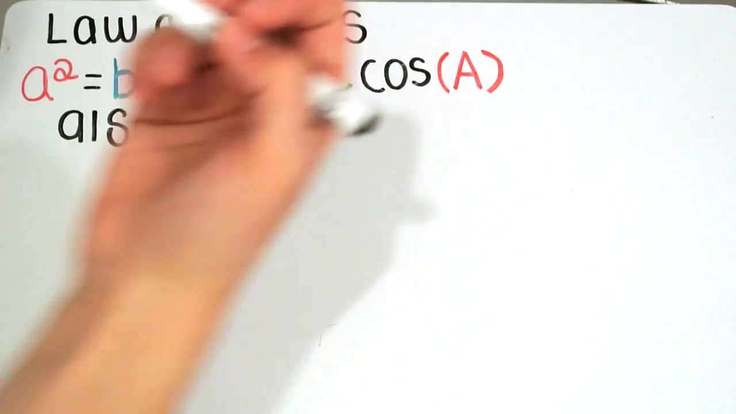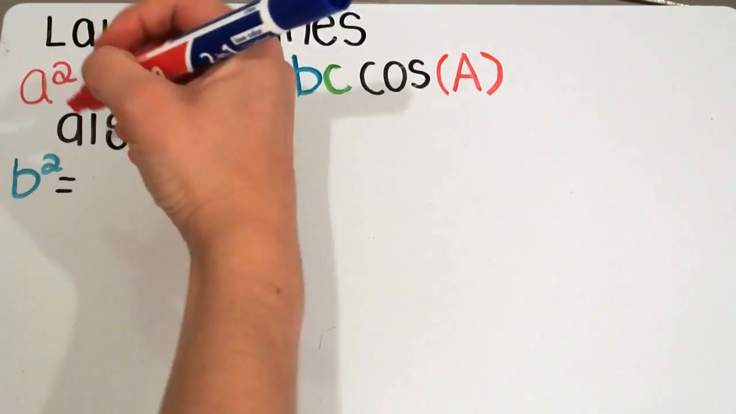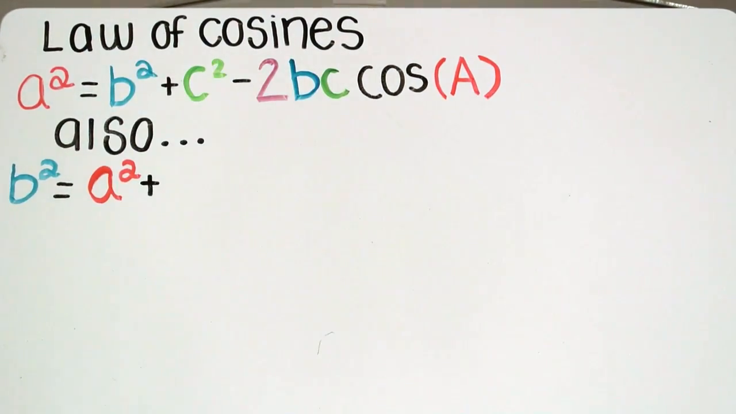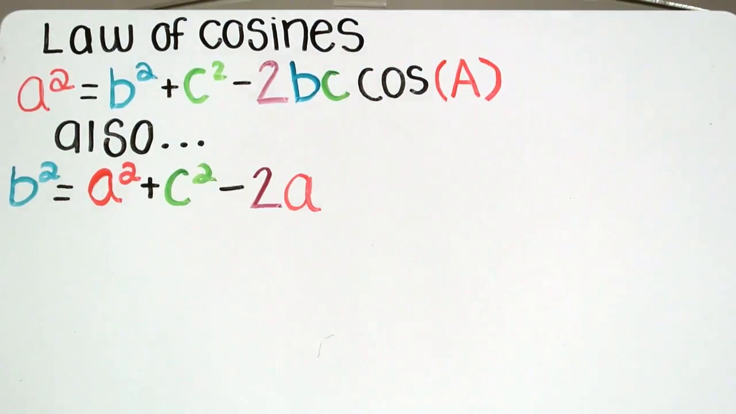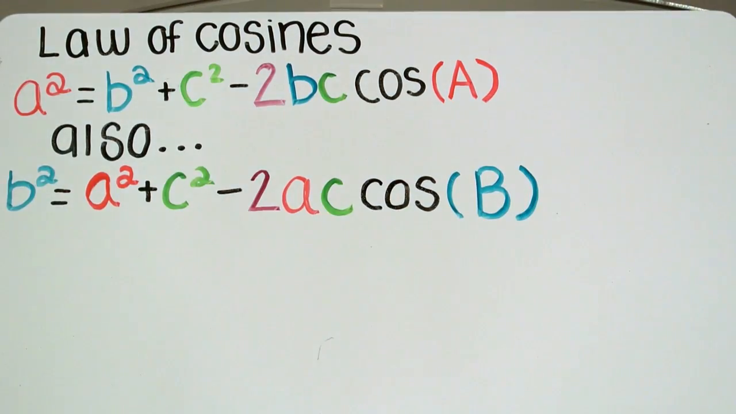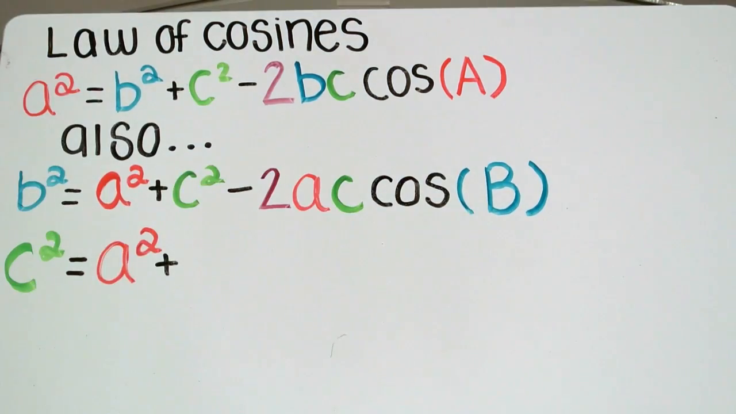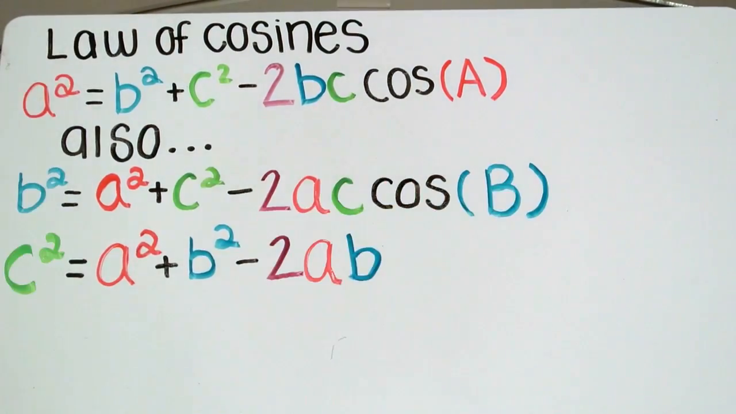The formulas for the law of cosines are as follows. When solving for angle A, use the first formula. When solving for angle B, use the second. And when solving for angle C, use the third. Notice that in the formula, the side length of A squared is equal to the cosine of angle A. The letter on the left side of the equation must always correspond to the cosine of the angle on the right side.